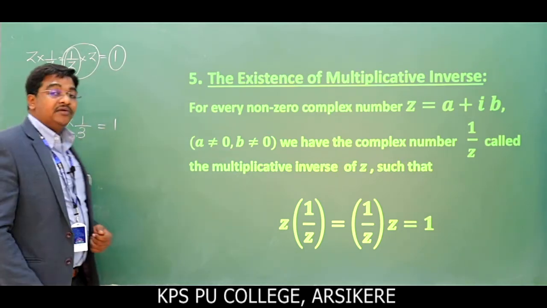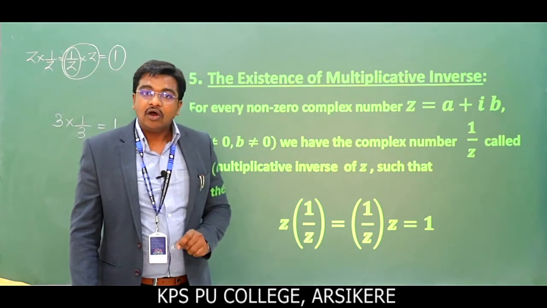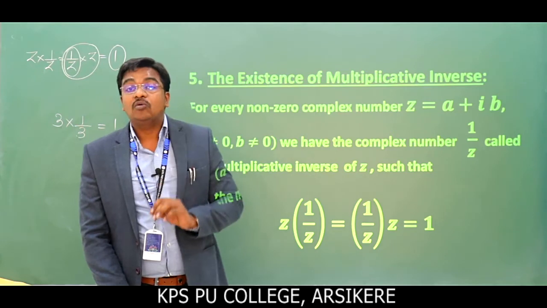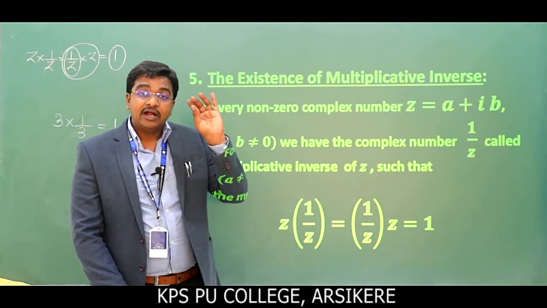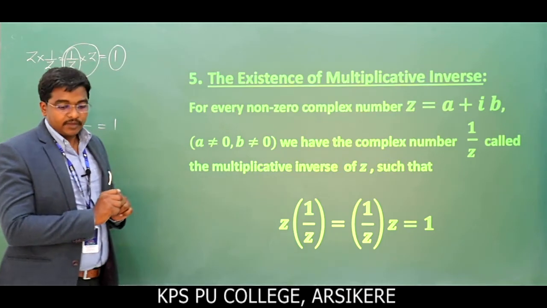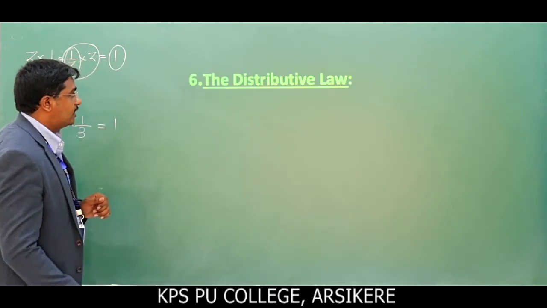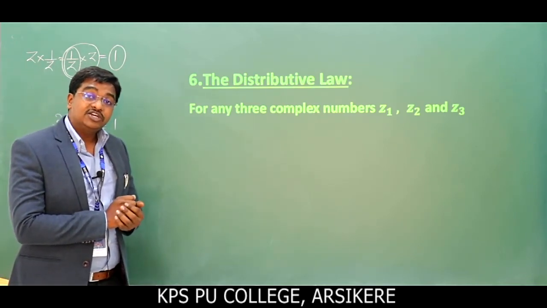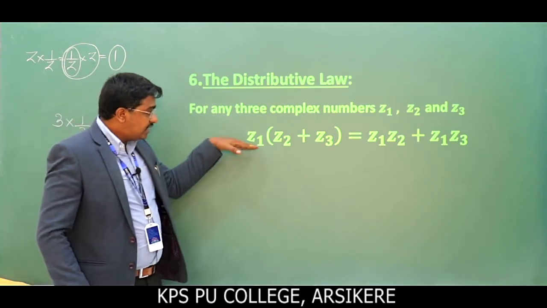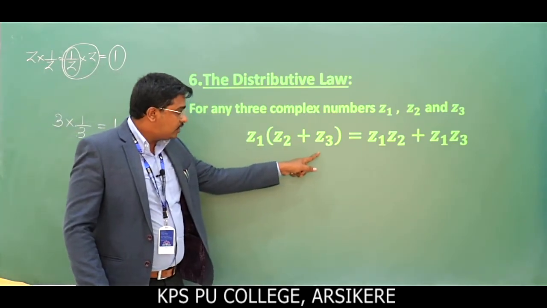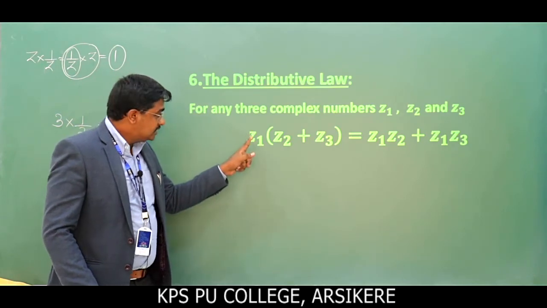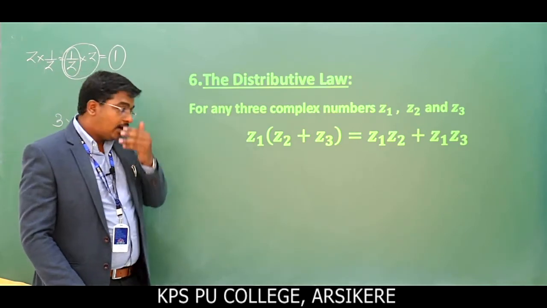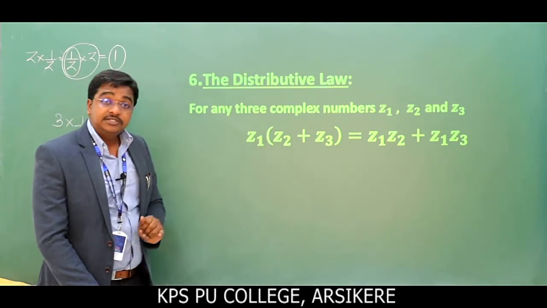Now dear students, we are moving to the last property on multiplication of two complex numbers. Here we have taken three complex numbers z1, z2 and z3, and the property is the distributive property. For any three complex numbers z1, z2 and z3, we have z1 times (z2 plus z3) is equal to z1 into z2 plus z1 into z3. I repeat again, z1 into z2 plus z1 into z3.